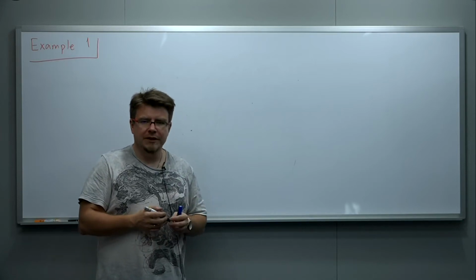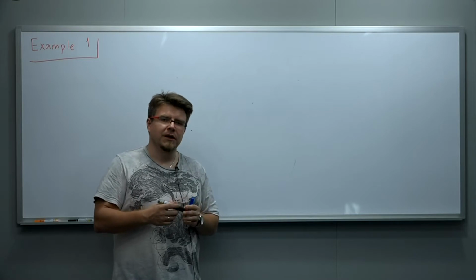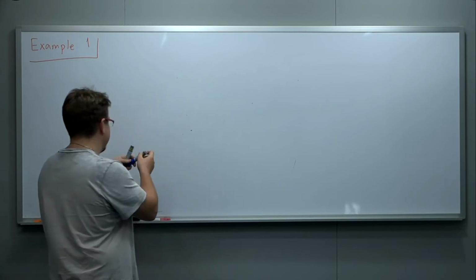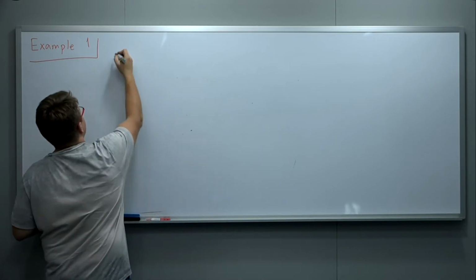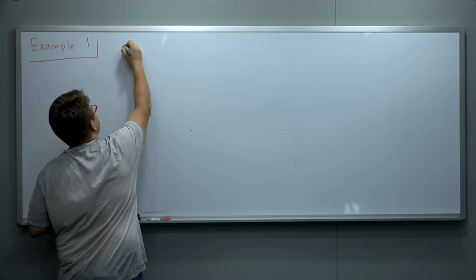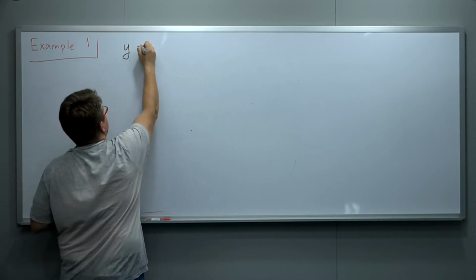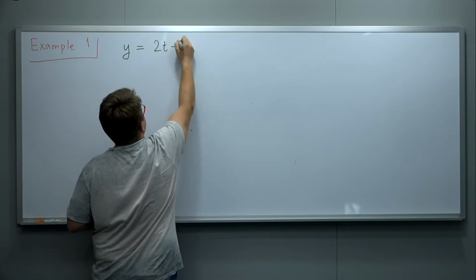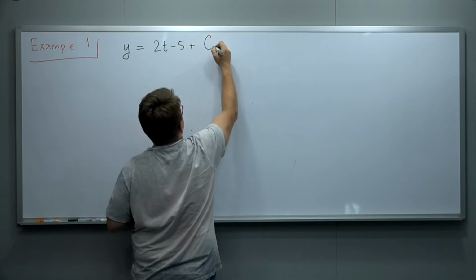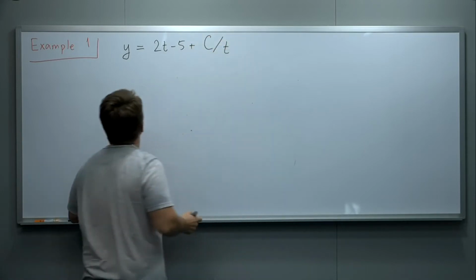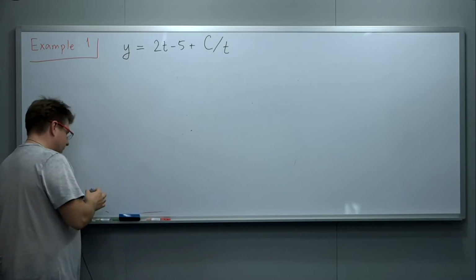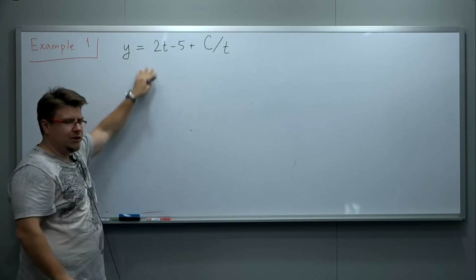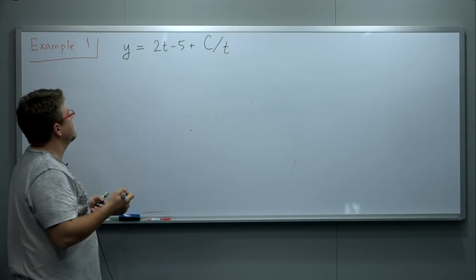I'm going to go through a couple of examples of constructing a differential equation with a specified general solution. In my first example, I'm going to construct a differential equation with this being its general solution, y equals 2t minus 5 plus some constant divided by t. So the question is to construct the corresponding differential equation. How can we approach that?